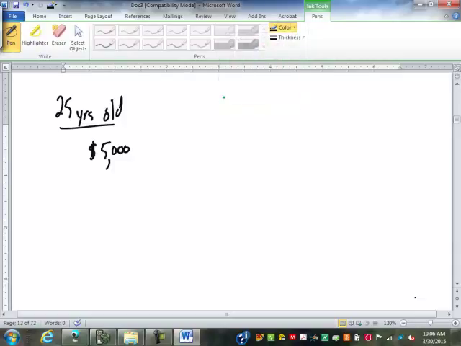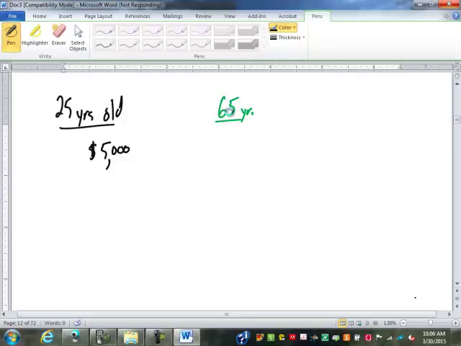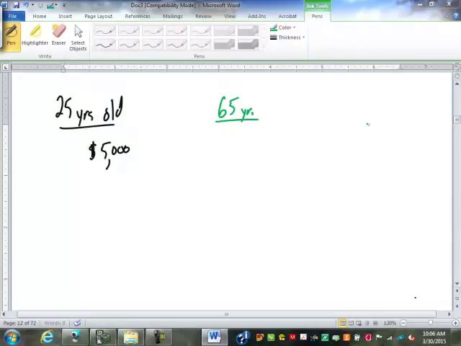What age do most people retire at? 65. Actually, they've already said for people my age, minimum retirement is going to be 67. So for many of you that are younger than me, it's going to be 68 or 69. But let's go with 65, which means you're going to have 40 years.